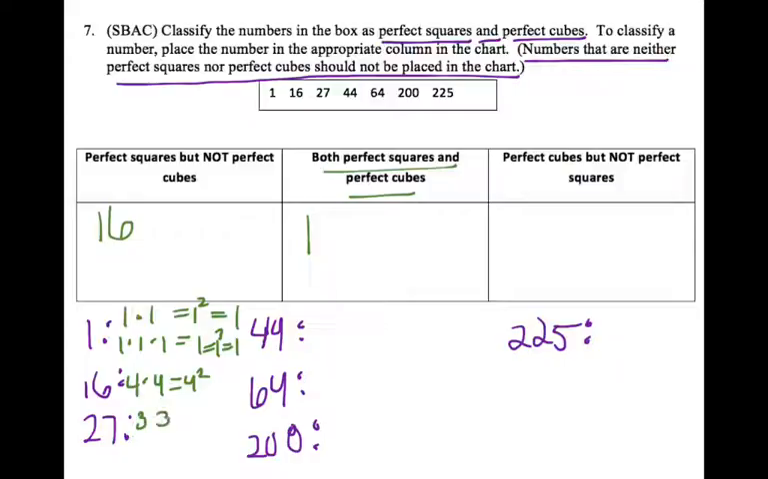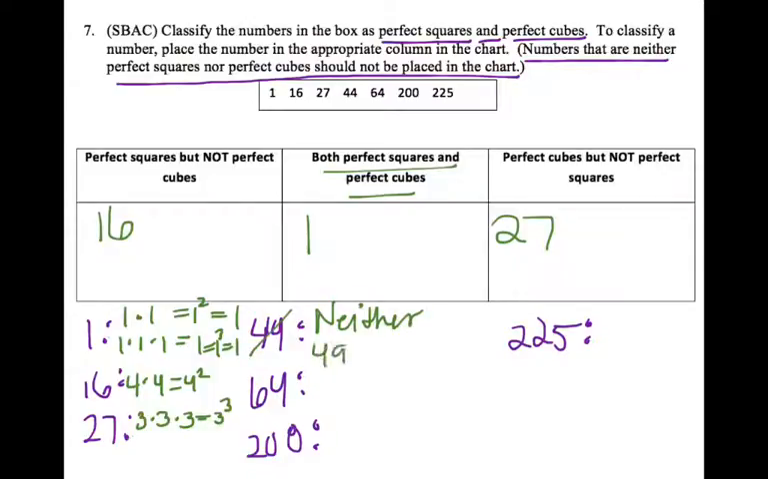27 is 3 times 3 times 3. It's 3 cubed. So 27 is a perfect cube, but not a perfect square. It's definitely not a perfect square. If I were to break this down, I get 3, 3, and 3. That's 3 groups of 3. 3 times 3 times 3 is a cube. I don't have any groups of 2 I can create there. So if we do 44, it's an either. So we would leave it out.